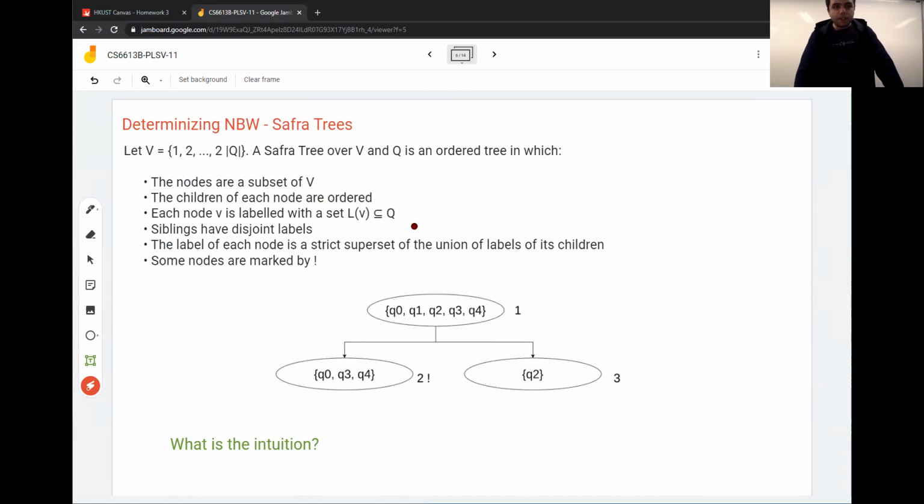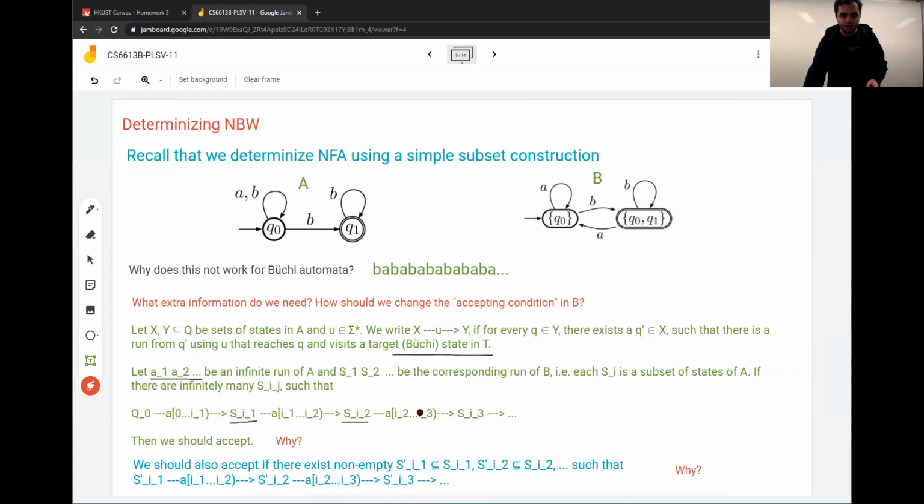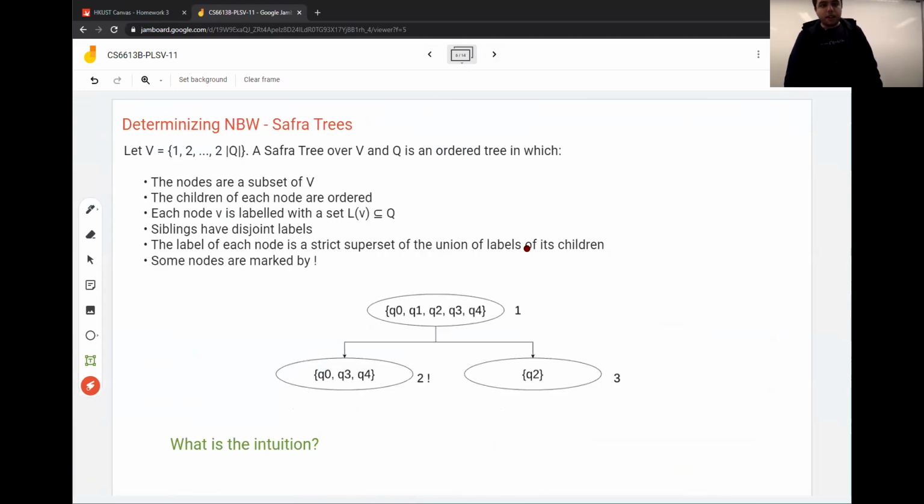Okay, so what is a Safra tree? Let me give you a complete definition first. It might sound weird, but when we continue with it and do our proofs, you'll see that it's basically the same intuition as here. So let's say that I have a set of numbers, and for this construction, I need twice as many numbers as my number of states in the original non-deterministic Büchi automaton. So let's say that my set V is just a bunch of numbers, 1, 2, 3, up to 2Q.